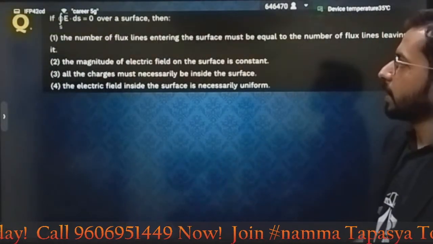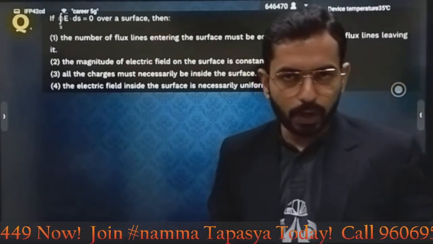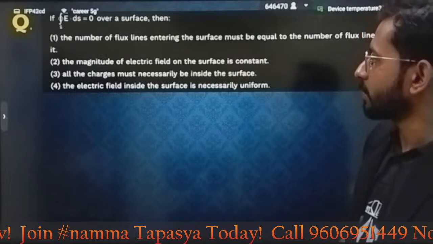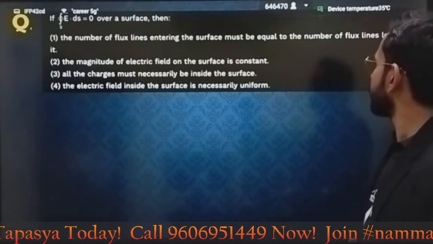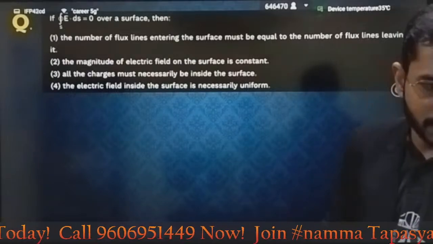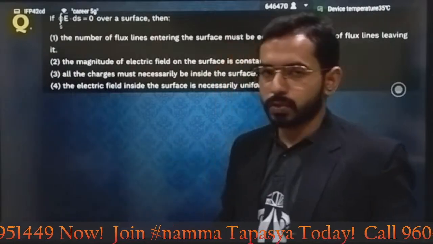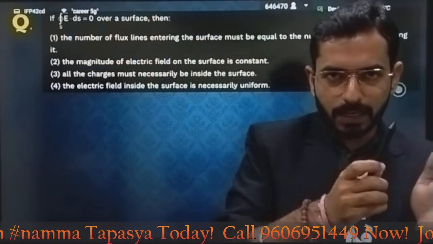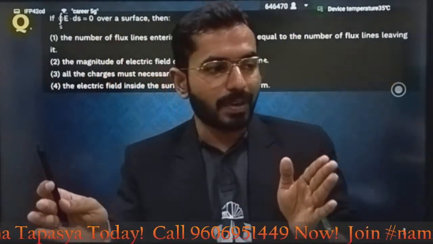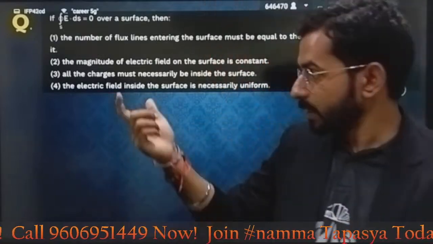Next question. If the surface integral of E dot ds is equal to 0 over a surface, then the number of flux entering the surface must be equal to the number of flux leaving it. Correct? The first option itself is correct. What is the meaning when we write E dot ds equals 0? That means the total flux that is incoming is equal to the total flux that is outgoing. Simply, the first statement itself is correct.